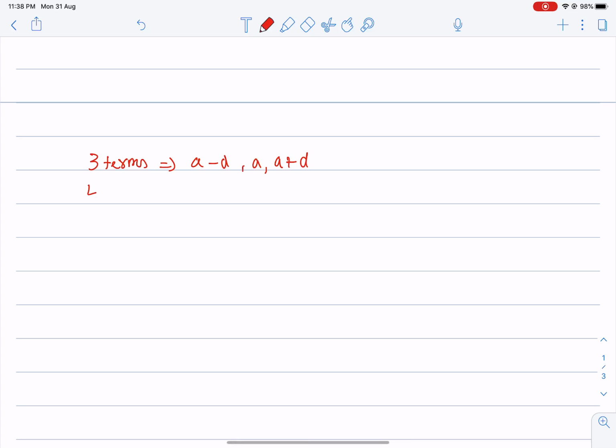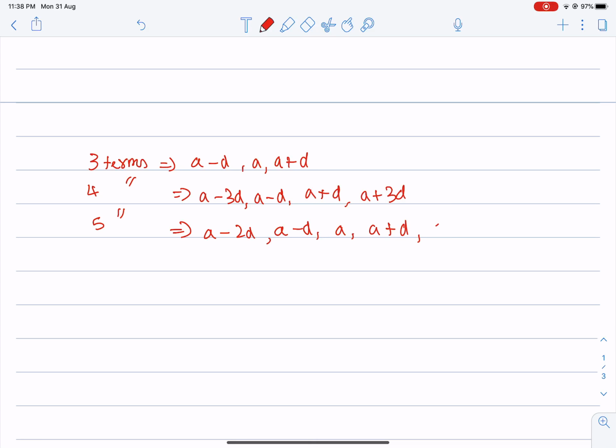For 4 terms, we take the AP as a minus 3d, a minus d, a plus d and a plus 3d. This is for 4 terms. For 5 terms, what can you take? a minus 2d, a minus d, a, a plus d and a plus 2d. So you will take these series.